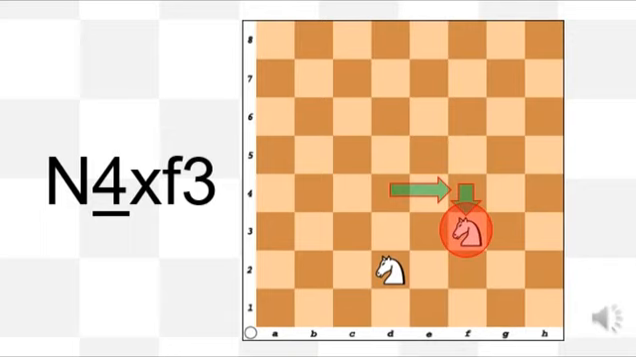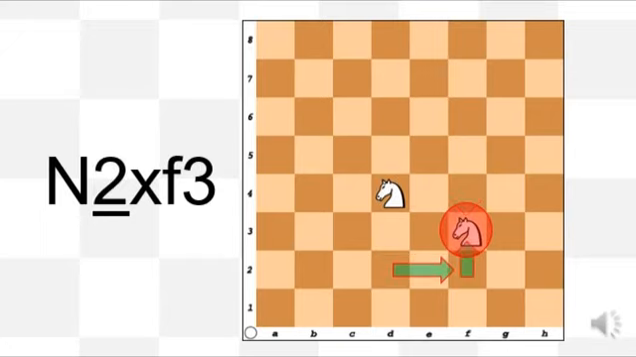The first capture, with the knight that starts on D4, would be written as capital N, and then 4, because since both the knights are on the same file, you use the rank instead to tell the difference between the two. And the second knight, that starts off at D2, the capture would be written as capital N, and then 2, because that's the rank of the second knight, and then xF3, because it is capturing a space on F3.